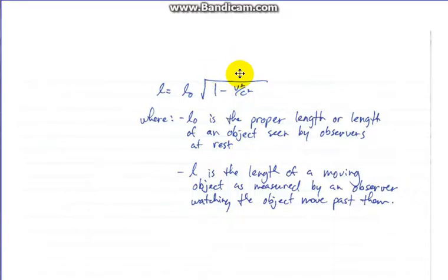In this case it's 1 over gamma. L naught is the proper length, or length of an object seen by observers at rest. L is the length of a moving object as measured by an observer watching the object move past them. And that's where the contraction will happen, the squeezing of space, or a squeezing of an object in the direction of motion.